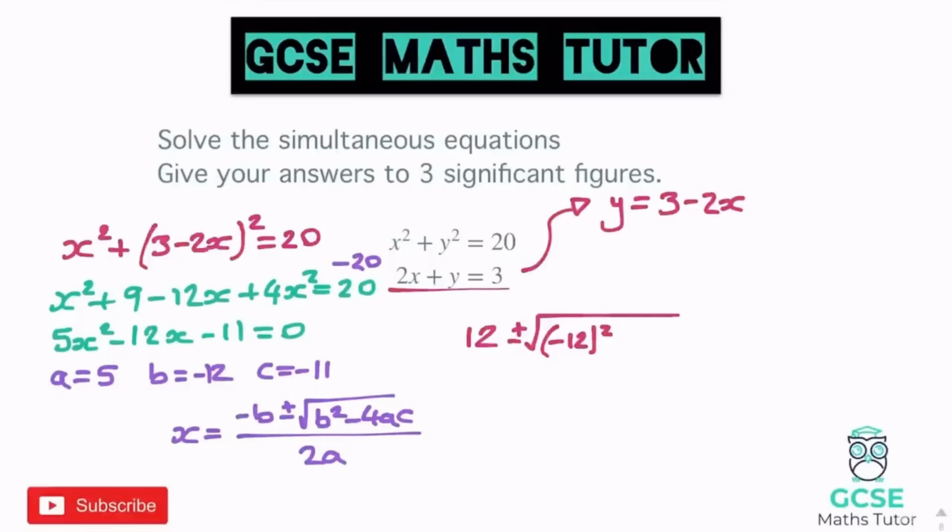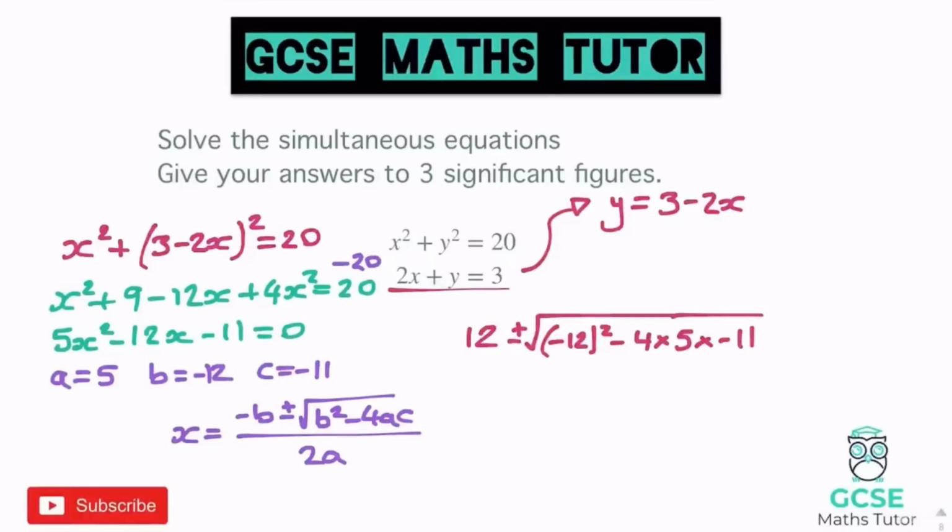So obviously just be careful that you do put it in brackets, because if you put negative 12 squared in your calculator you'll get negative 144 and not the positive 144 that we know it is unless you put it in a bracket. So negative 12 squared, take away, and we've got 4 times a, which is 5, times c, which is negative 11. Just extend that, there we go.